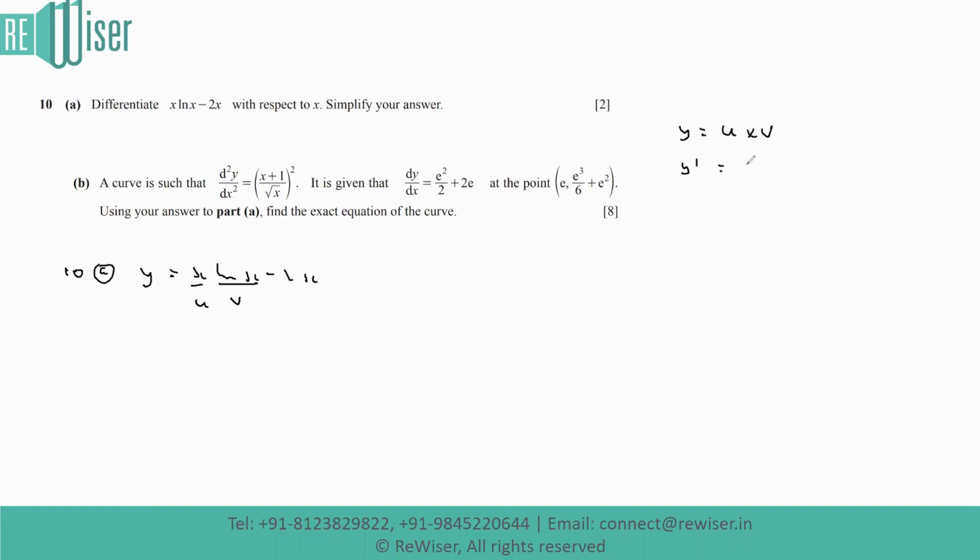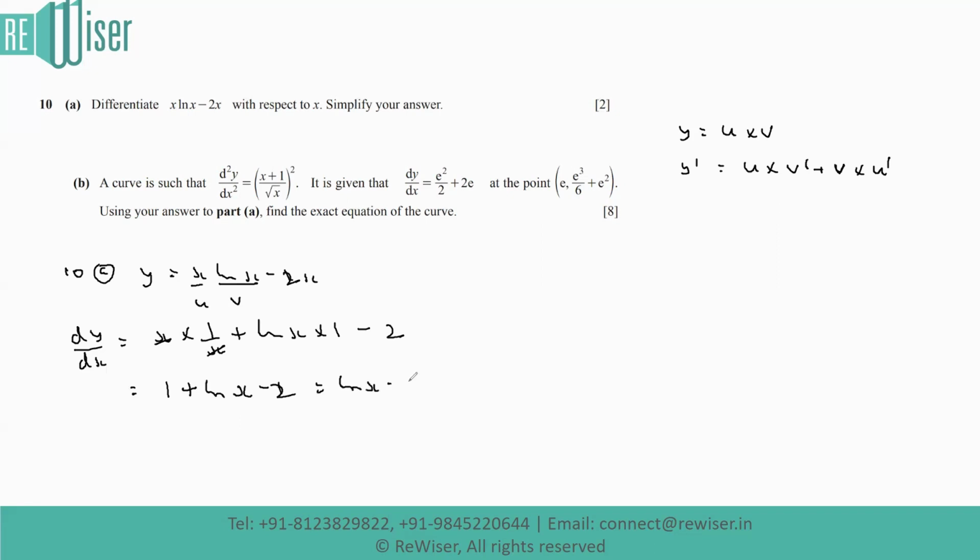So if I'm finding the derivative y dash, that has to be u into v dash plus v into u dash, where dash is the derivative. So the expression for dy by dx should be x into the derivative of ln x, which is 1 by x, plus ln x into the derivative of x, which is 1, and minus 2x, whose derivative is minus 2. So we can remove this x, and so that is 1 plus ln x minus 1 minus 2. So the final answer is ln x minus 1.